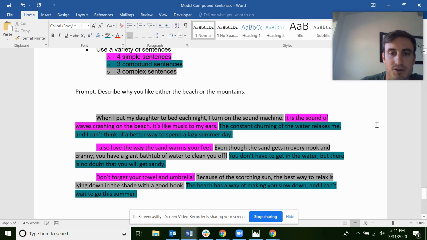All right, so do I have 4 simple sentences? Let's see. 1, 2, 3, 4. Good, check. Do I have 3 compound sentences? 1, 2, 3. Check. Do I have 3 complex sentences? 1, 2, 3.